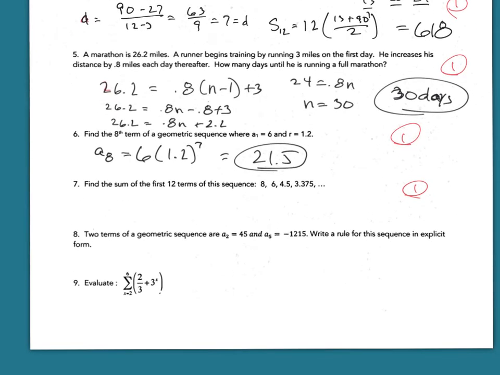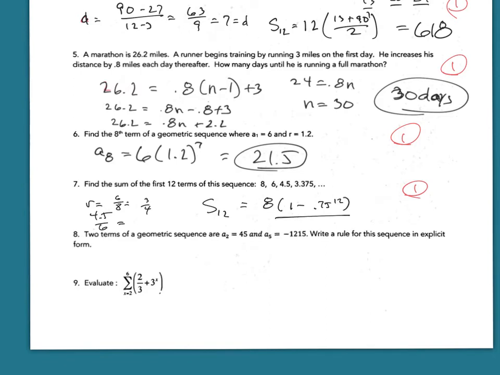Sum of the first 12. Better figure out if it's arithmetic or geometric. It doesn't seem like we're adding or subtracting consistently, so let's see if it's got a ratio in there. 6 over 8 is 3/4. 4.5 over 6, throw that in the calculator, that's 0.75, so we're good. So we definitely have a geometric, so we know that the sum of the first 12 is equal to the first term, 1 minus r, which you can call 0.75 if you want. And that, of course, is to the nth power.